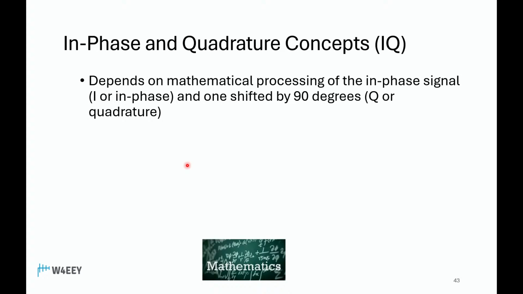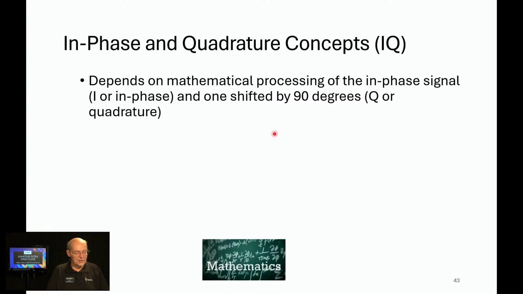Now we're going to get into the magic of I and Q. I means in phase, quadrature means a signal that's shifted by 90 degrees. All kinds of magic comes out of this. And the mathematics is mind-blowing. I read through a little bit of it and said, no, I'm going to let the manufacturers figure that out. I don't want to understand it. I'm just happy to use it. So it's mathematical processing of these two signals that are shifted by 90 degrees.